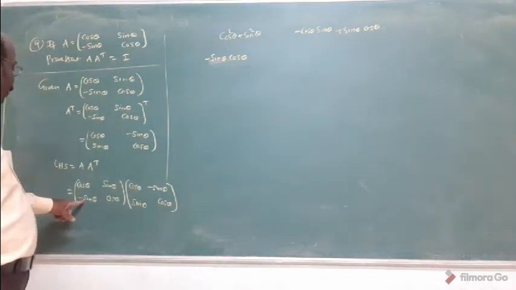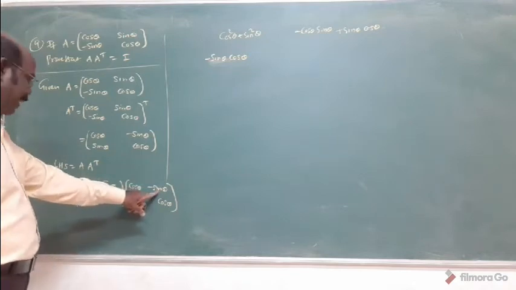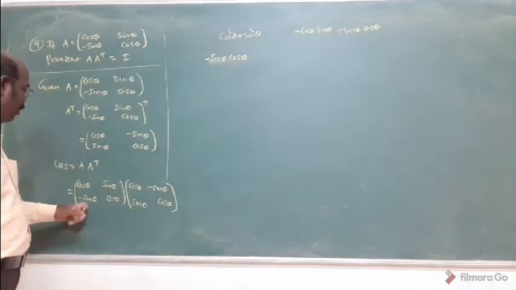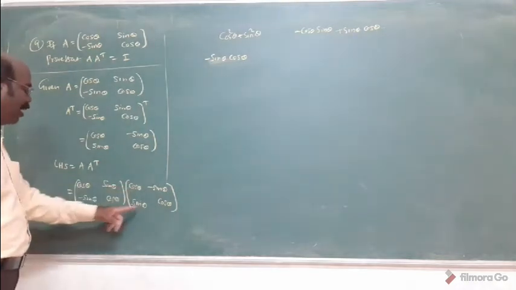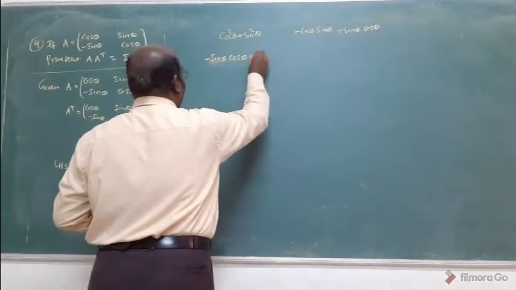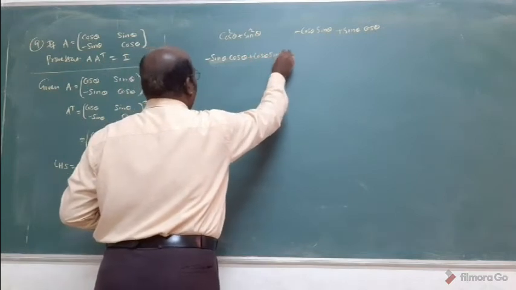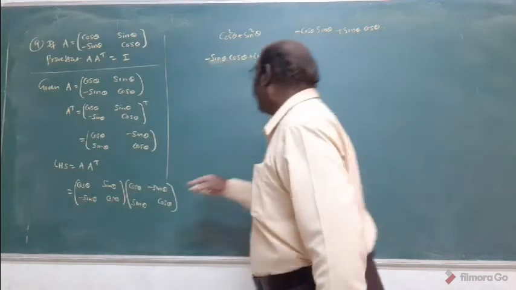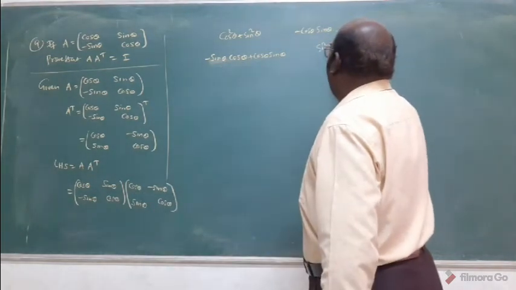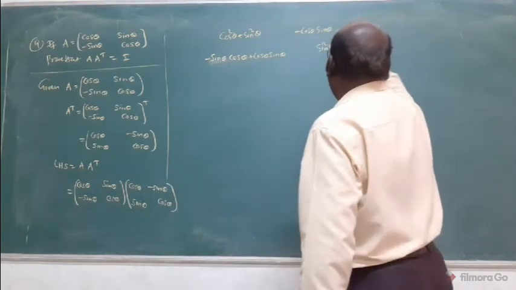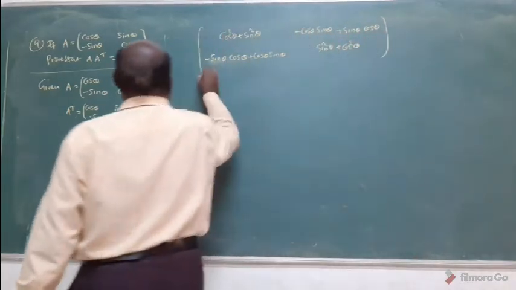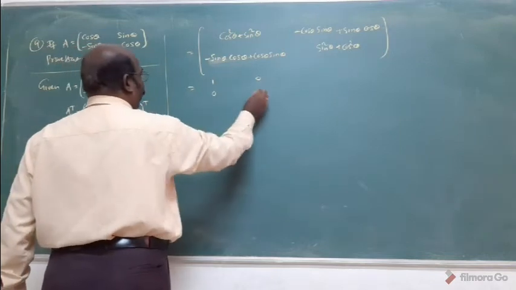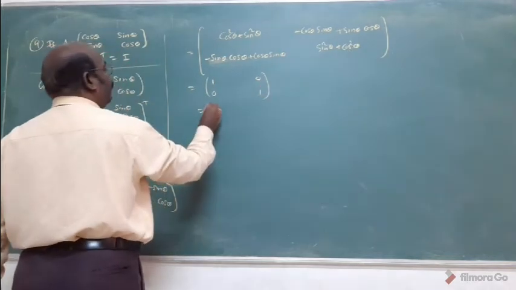Next one, second row, second column: minus sin into minus sin, sin square theta, plus cos into cos, cos square theta. Now, this is 1, this is 0, this is 0, and this is 1.